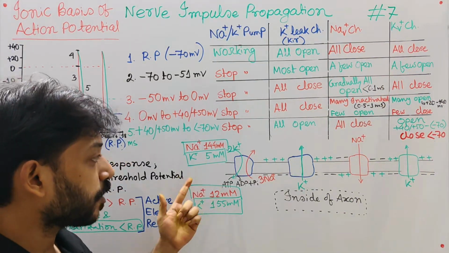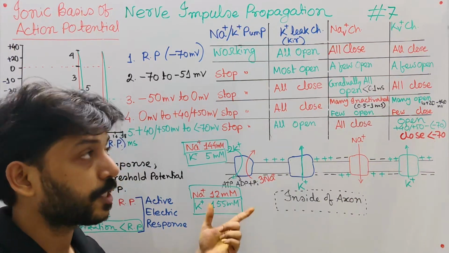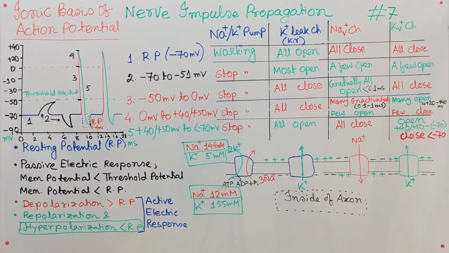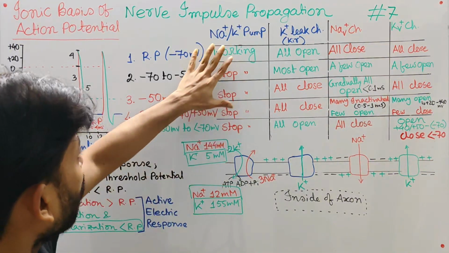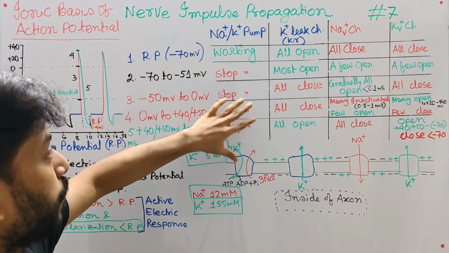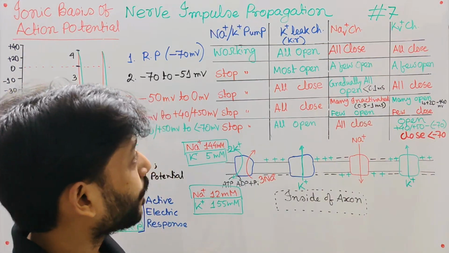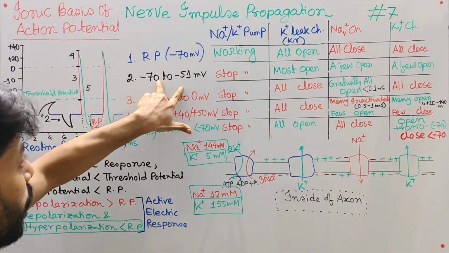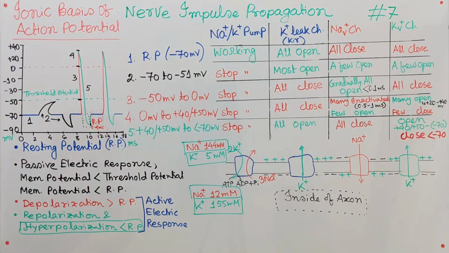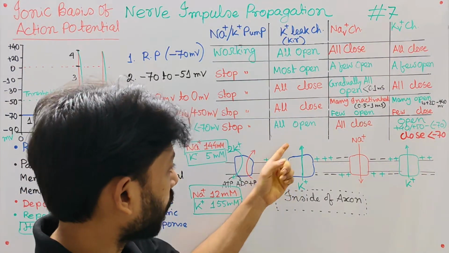Because no significant change occurs in the ion concentration gradient, the sodium potassium pump stops working. So in all other situations, I'm not going to talk about the sodium potassium pumps because they stop working. So let's talk about the potassium leak channels. What happens in this membrane potential range? Most potassium leak channels remain open, so potassium ions come outside.